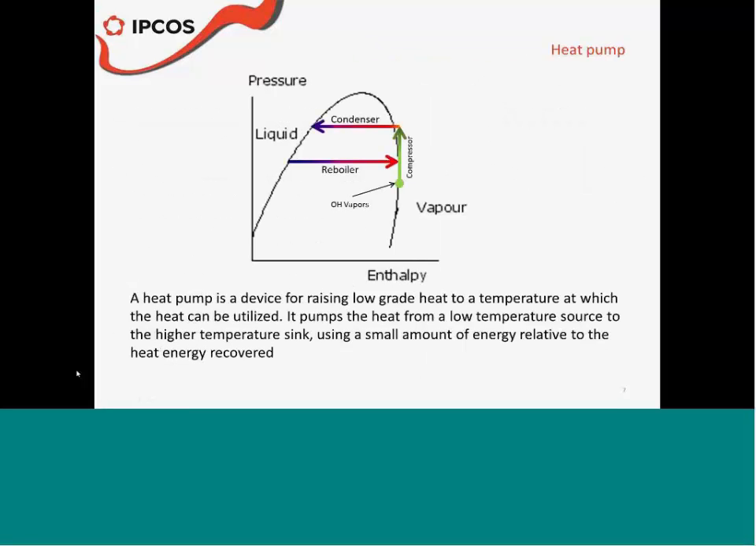For those not completely aware of what a heat pump is, well, a heat pump is a device that helps you to raise low-grade heat to a temperature at which the heat can be utilized. The heat pumps, basically, what they do, as we see here on the graphic, is they take the overhead vapors, and through the compressor, they raise both pressure and temperature of those vapors, allowing them to be a good heat transfer medium to send heat to the reboiler.